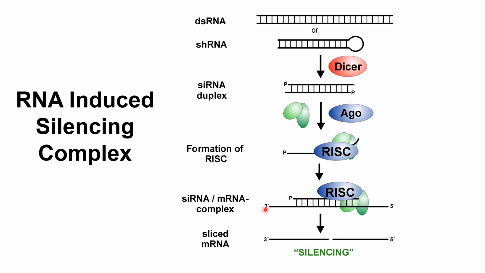Once this forms, the RISC complex along with other accessory proteins will chop the messenger RNA. And when the messenger RNA is chopped into pieces, it cannot be translated, and the protein for which the information is contained in this particular messenger RNA would not be made, and we will have our gene silenced.